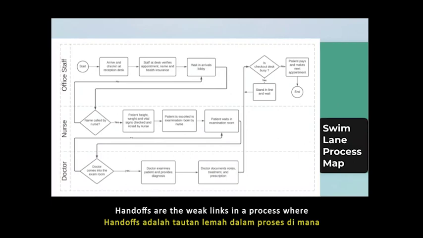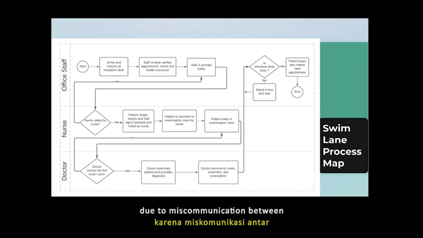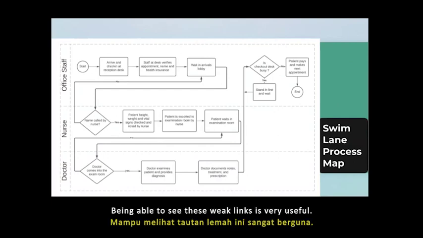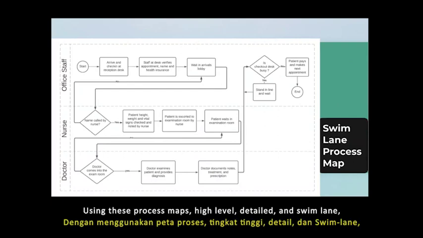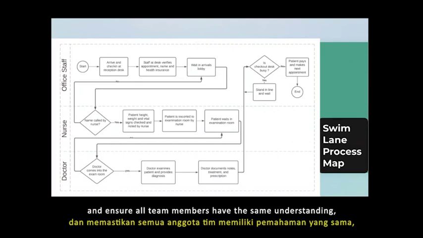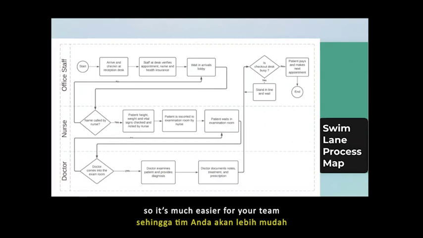So handoffs are the weak links in a process, where things can fall through the cracks due to miscommunication between departments, resulting in delays, mistakes, and defects. Being able to see these weak links is very useful. Using this process map, high level, detailed, and swimlane, we can visualize the process and ensure all team members have the same understanding. So it's much easier for your team to measure, analyze, and improve.